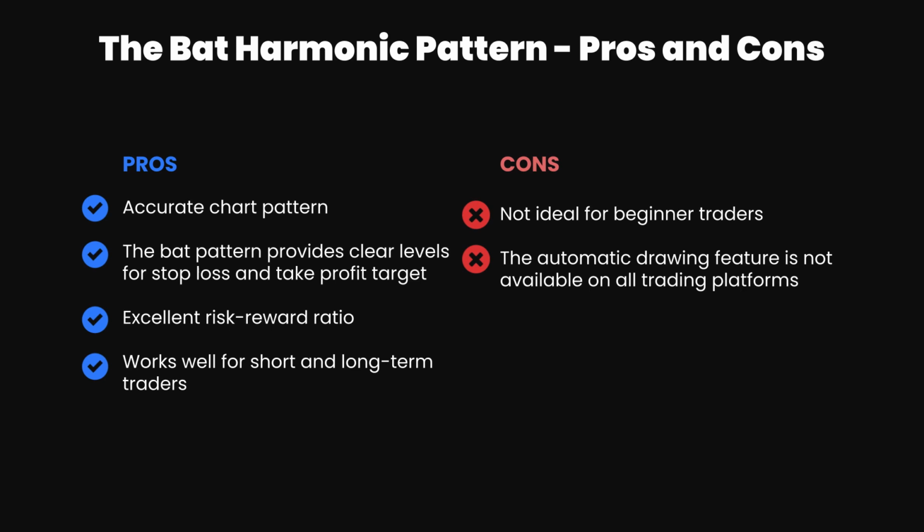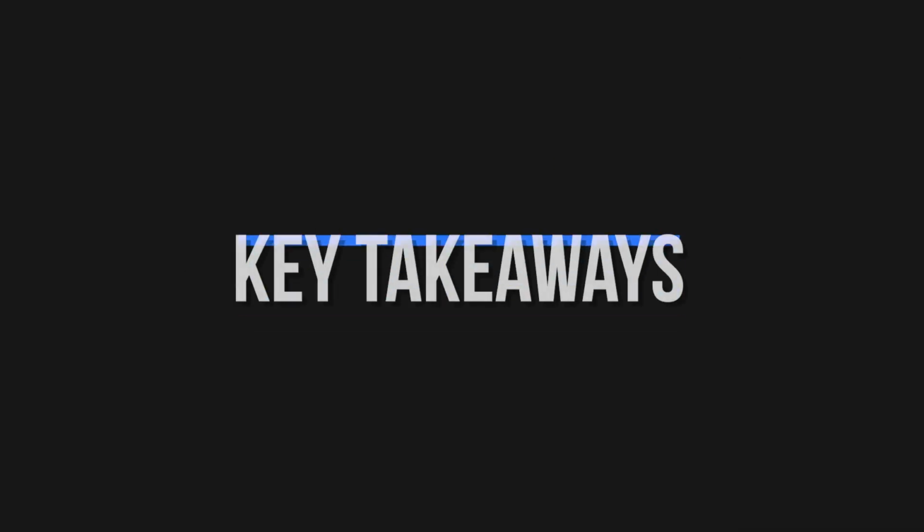Now on the con side. The BAT harmonic pattern is not ideal for beginner traders. It takes experience and education to be able to spot the BAT harmonic in real time in the live market. And lastly, the automatic drawing feature is not available on all trading platforms. Automatic drawing features are often used to spot the BAT harmonic in real time. Sometimes the platform does not offer this functionality. Be sure that yours does before trading the BAT harmonic pattern.